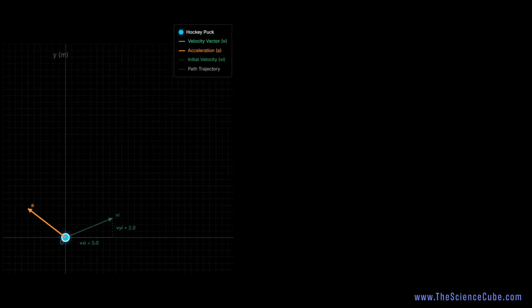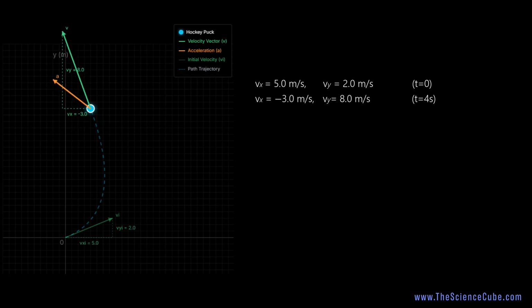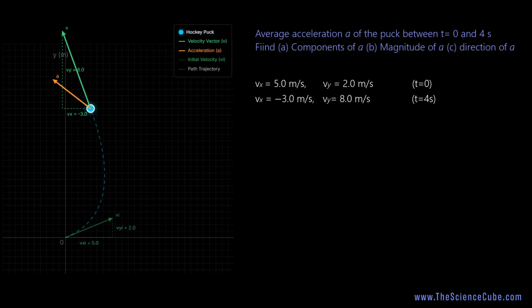So what we have here is a hockey puck that slides across a frictionless ice surface, and at t equal to 0, its velocity components are vx is equal to 5 meters per second, vy is 2 meters per second. Then a little time later, at t equal to 4 seconds, its velocity components are vx is minus 3 meters per second, vy is 8 meters per second. And the question is, what is the average acceleration of the puck during this interval? And we have to find its components, magnitude, and direction.